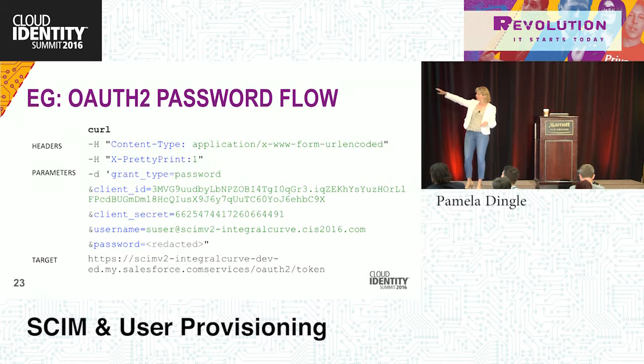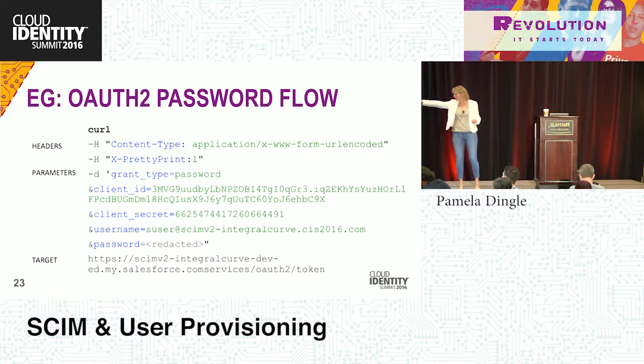But here's what it is. So curl executes a fetch. In this case, it's going to execute an HTTP GET against the target, which is down here: SCIM2-integral curve dash blah blah blah slash OAuth2/token. That's the OAuth2 token endpoint. We're using a flow called the password flow, which means we're embedding the user's username and password in the GET statement, in the address bar. So it's not the most secure thing that you ever saw in the whole world. But here, I'm just going to read this to you really quick, right?